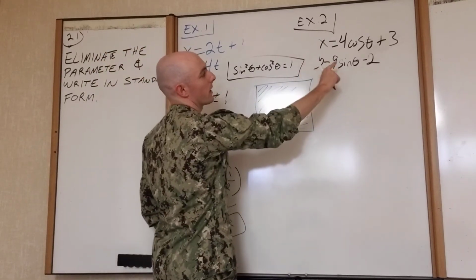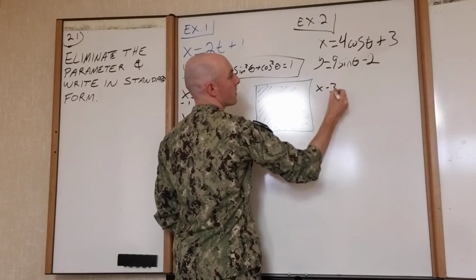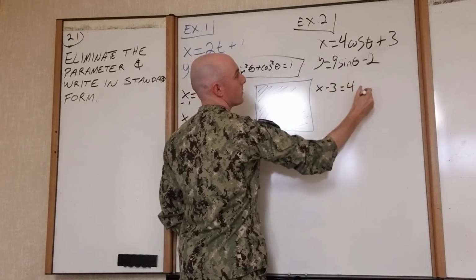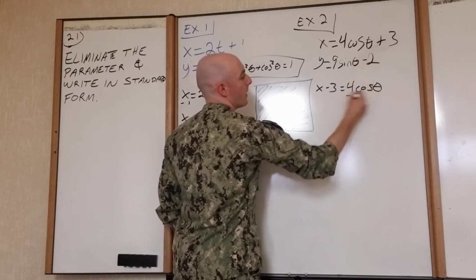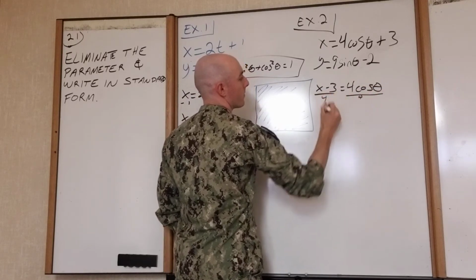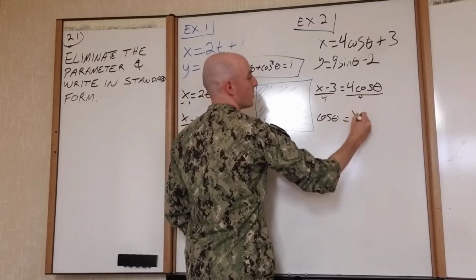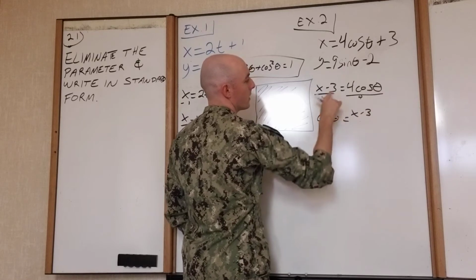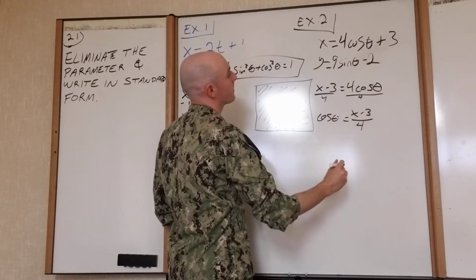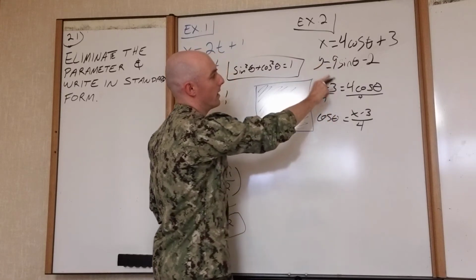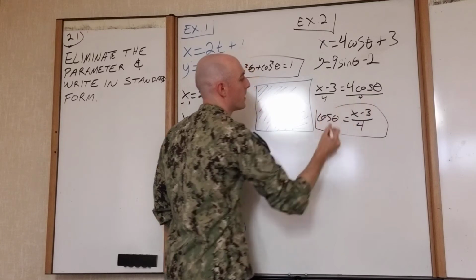So we'll begin with x, so we'll subtract 3. So we get x minus 3 equals 4 times the cosine of theta. And then we'll divide by 4. So we get cosine theta equals (x minus 3) over 4. And let's go ahead and isolate sine theta as well. So we'll just keep this in mind.